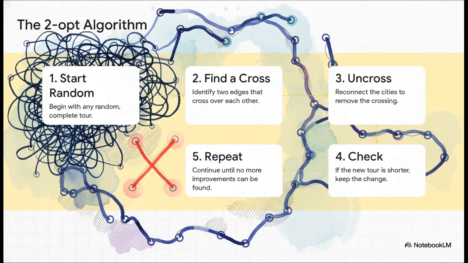One of the most famous of these mechanic methods is called 2-opt, and the logic behind it is actually really elegant. You start with a totally random tour, which is probably going to look like a tangled mess with lines crossing everywhere. The algorithm just looks for two paths that cross. Then it checks what happens if it uncrosses them. If that little swap makes the whole trip shorter, it keeps the change, and it just does this over and over, untangling the knot until it can't find any more improvements.